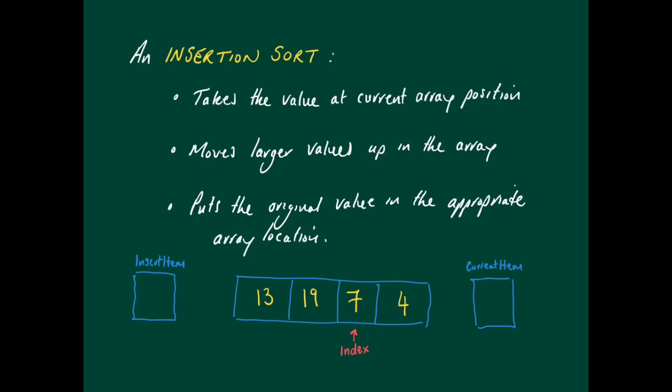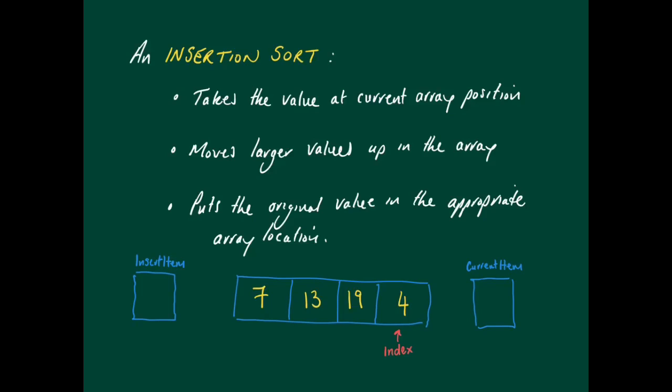13 and 19 have swapped, but it's different from bubble sort in that when you move the index up, insert item goes into the left hand side, and then current item decreases from index -1 down to 0. And when it gets to 0, then the item is placed in the empty spot.